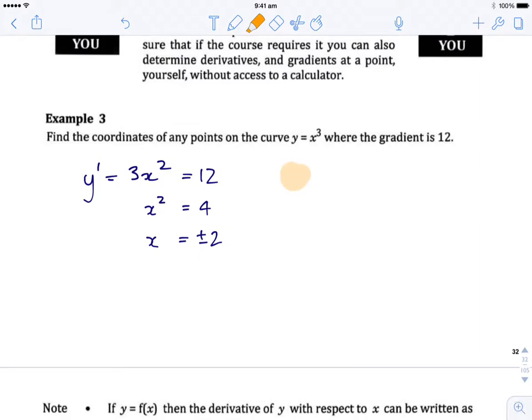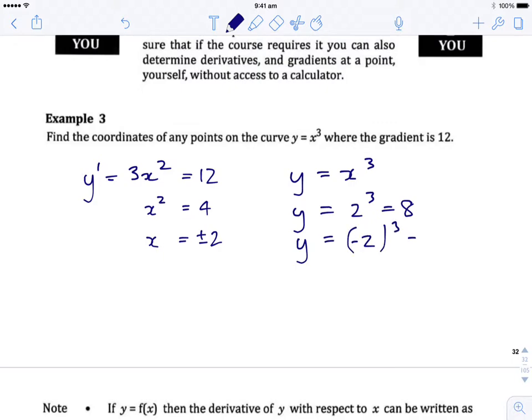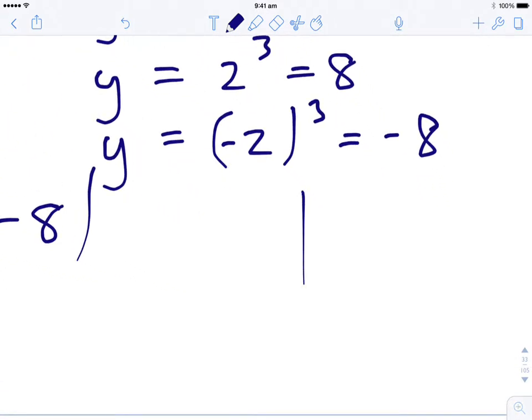If y is equal to x cubed, then our two y values are 2 cubed, which is 8, and the other y value is negative 2 cubed, which is negative 8. So our 2 points are going to be 2, 8, and negative 2, negative 8.